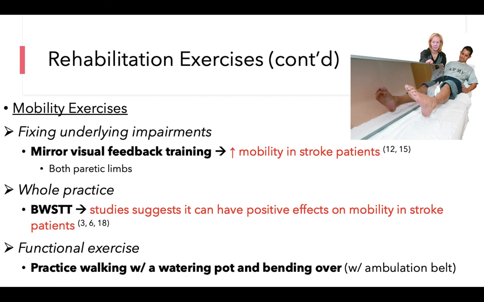But when she starts really progressing, I wanted to move on to do something more functional, like practice walking with a watering pot and bending over and flexing at the knees to pretend as if she was gardening one of her own plants. And that's going to be super useful because I just want her to strive towards reaching those long term disability goals that we set out in the beginning.